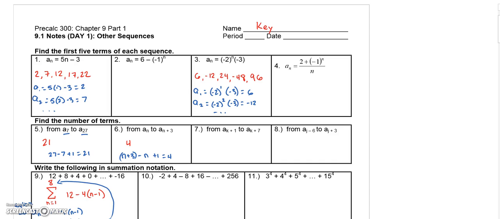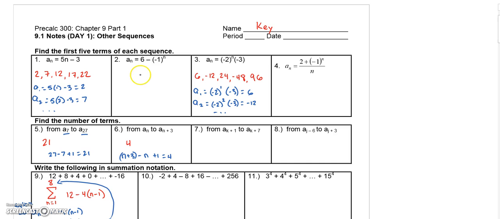All right, guys, here is 9-1, day one. The first 8, you pretty much know how to do. I'm going to walk through a few of them just to refresh you because I know it's been a little while. So I'm going to do everything on here that is blank. The other ones are from the key, so you can log on Classroom and look at the key for the rest of it. So these are all explicit formulas for a sequence.